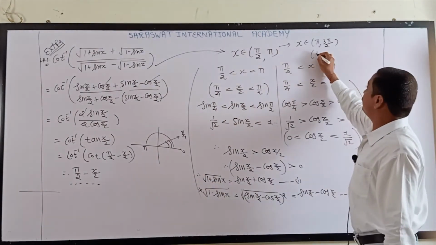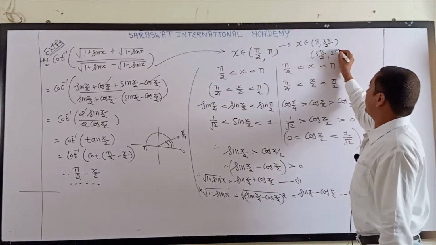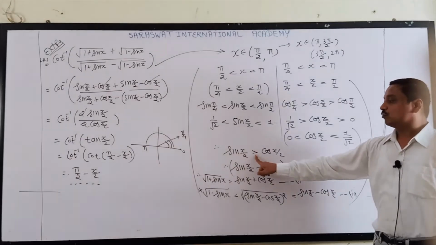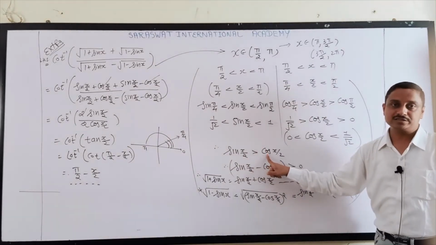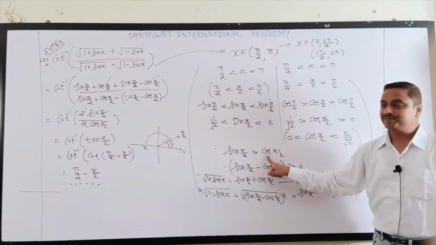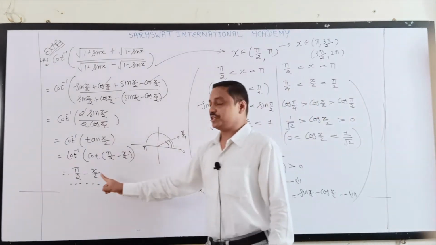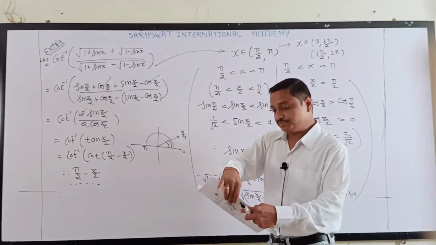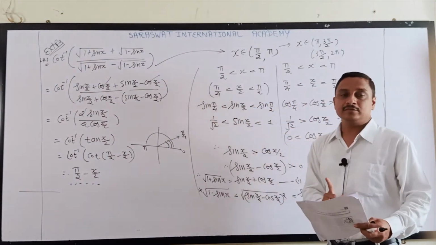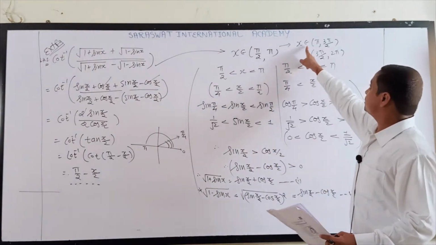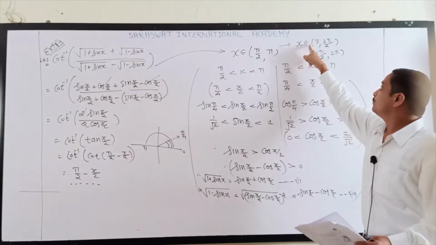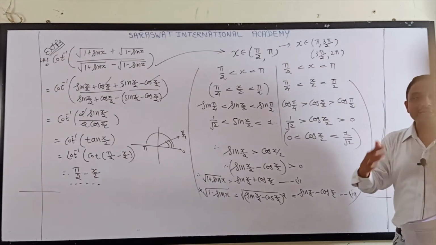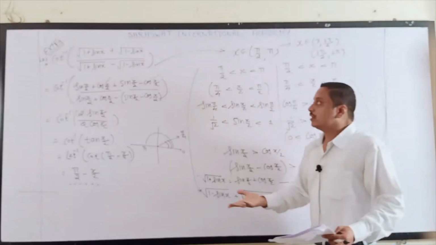Again the condition changes. If it is 3 pi by 2 to 2 pi, again the condition changes. Always you find out the highest minus lowest. Clear? And this answer is changing. So this is your extra question related to your question number 10. One more two extra questions I just feel changing. See students, x belongs to pi to 3 pi by 2 and 3 pi by 2 to 2 pi. You try these yourself. These are the same.